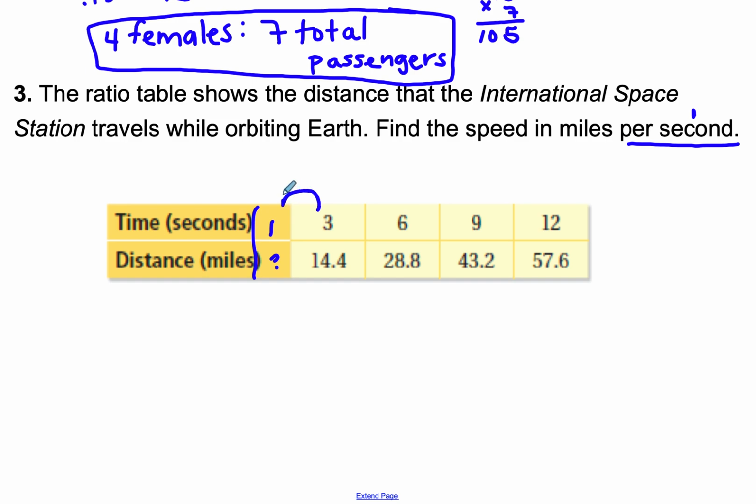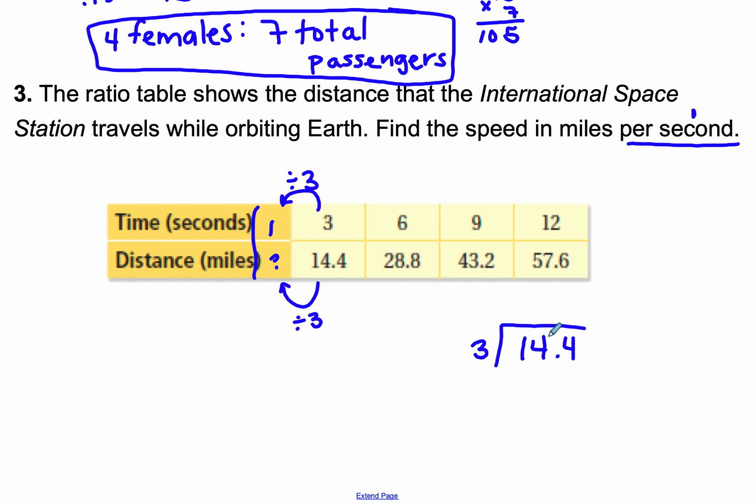So we're looking at our multiplication and division patterns here. To get from 3 to 1, we would have to divide by 3. So we're going to have to do 14 and 4/10 divided by 3. I am going to need to do that off to the side because that's not something I know off the top of my head.